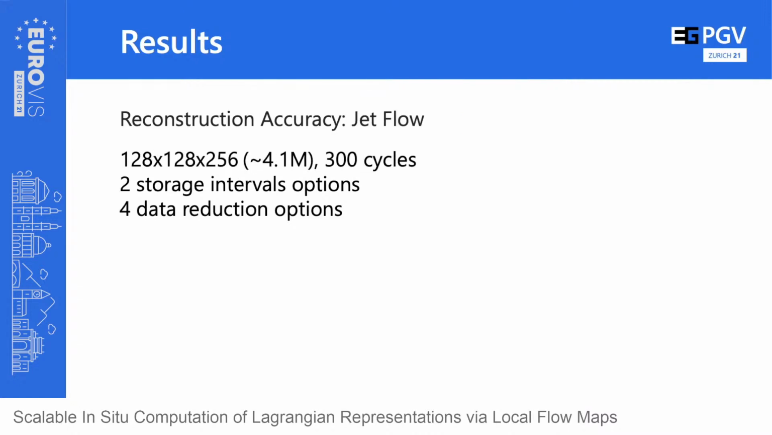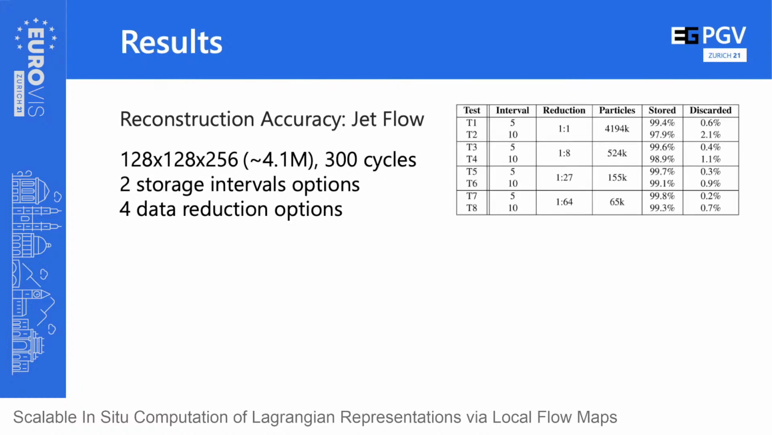For the JET dataset, we used a 128 by 128 by 256 grid over 300 cycles and considered 2 options for storage interval and 4 options for data reduction. The details of these tests are available in the table. We considered data reduction options up to 1:64, that is, 1 particle for every 64 grid points.